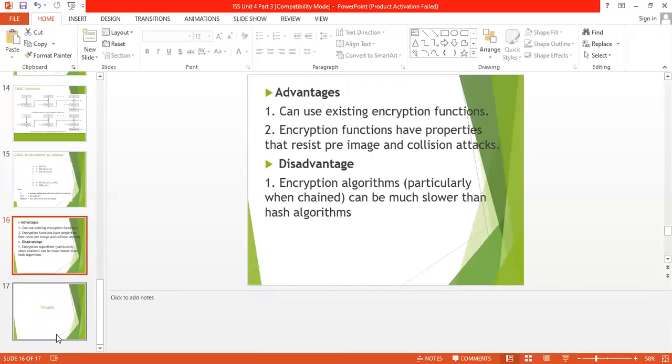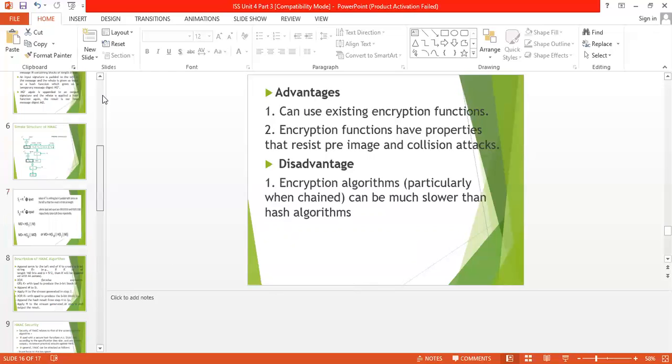Some advantages of CMAC: one can use an existing encryption function, meaning the AES or DES approach, and the encryption function has properties that resist pre-image and collision attacks. The disadvantage is that encryption algorithms can be slower than hash algorithms, meaning the DES and AES approach is slow compared to hash algorithms.